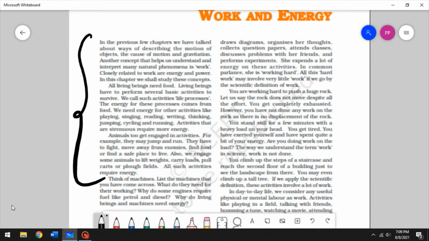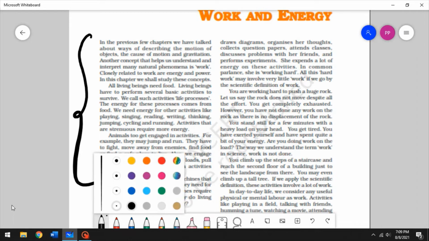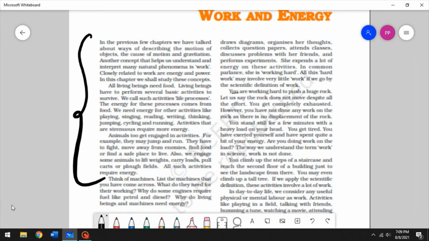In contrast to studying the whole day, let's say you're working hard to push a huge rock, and you're doing that the whole day. The rock does not move at all despite all the effort. It's a very huge rock. You're not able to move it at all, but you're still standing there throughout the day, working throughout the day, but that is not work either. You're completely tired, you are out of energy, but that doesn't matter. According to science, you did not work.